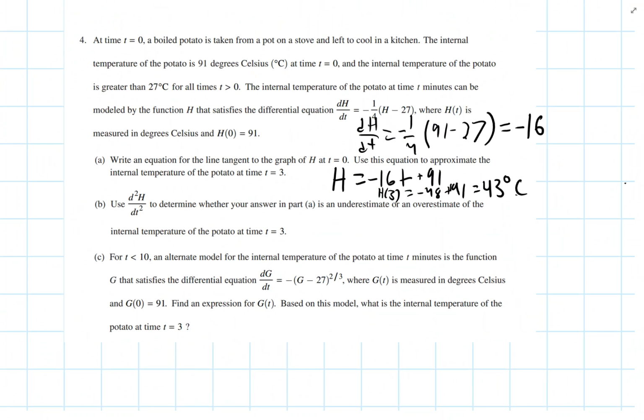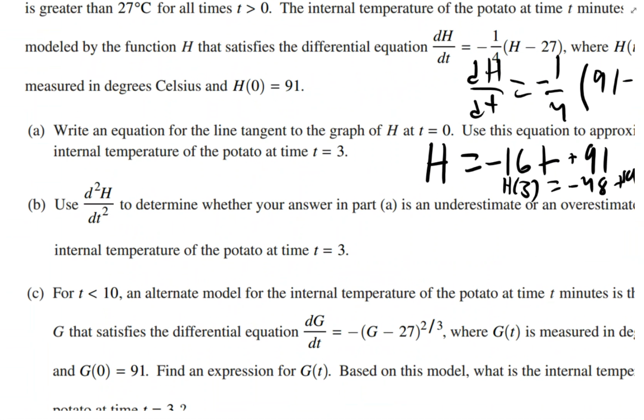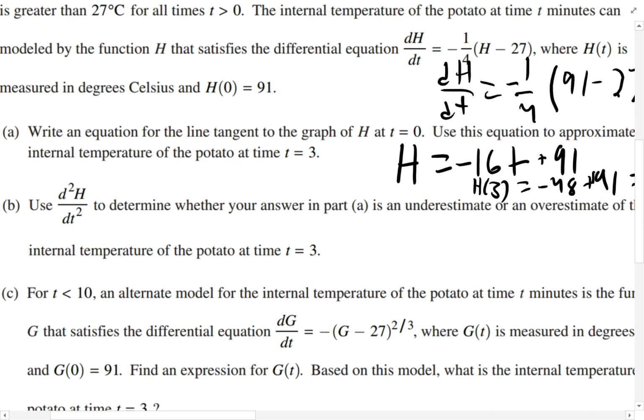So now for part B, what you have to do is take the second derivative and use it to figure out if the 43 degrees Celsius is an underestimate or an overestimate when the time is 3.